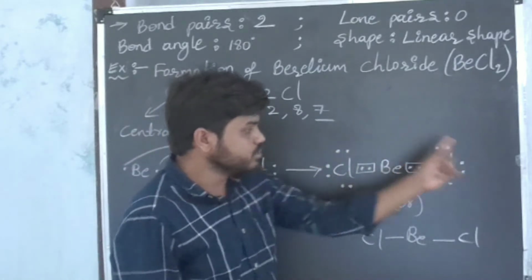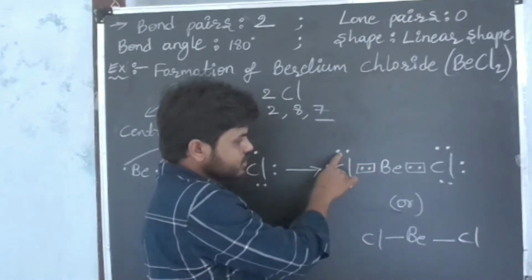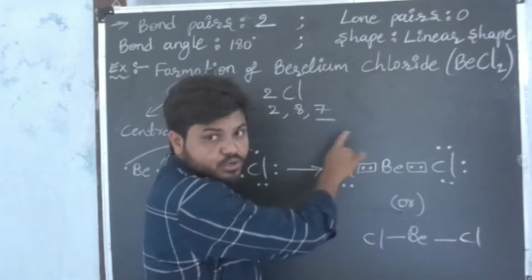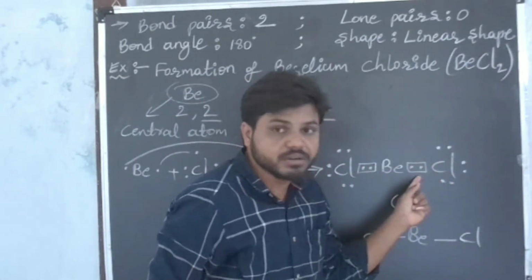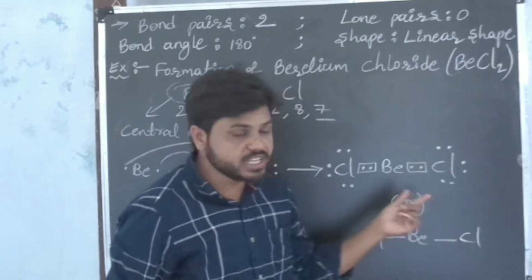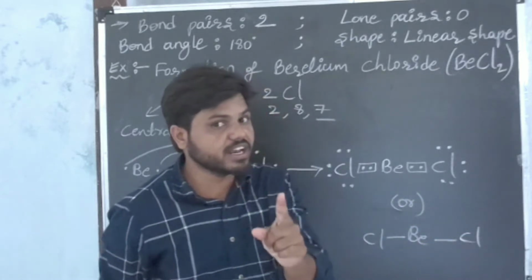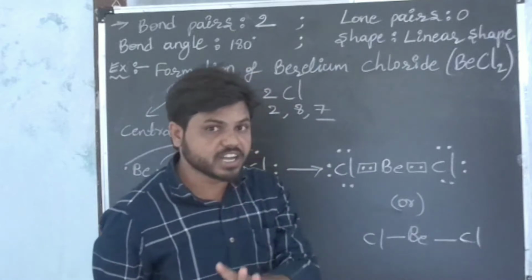Okay. See, observe this structure. Chlorine possesses 8 electrons, 2 plus 2 plus 2 plus 2. Including the shared electrons, chlorine possesses 8 electrons. Here also, including these shared electrons, the other chlorine also possesses 8 electrons. Means each chlorine gets octet configuration by sharing 1 electron.